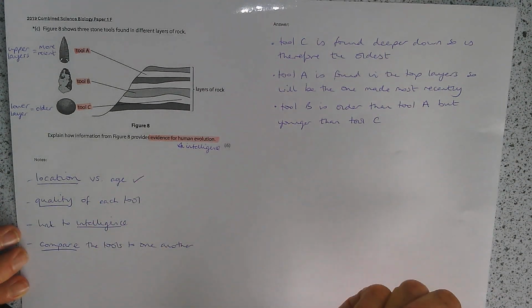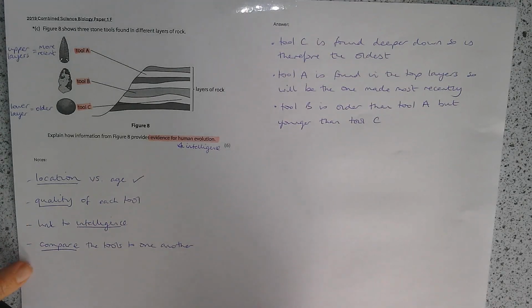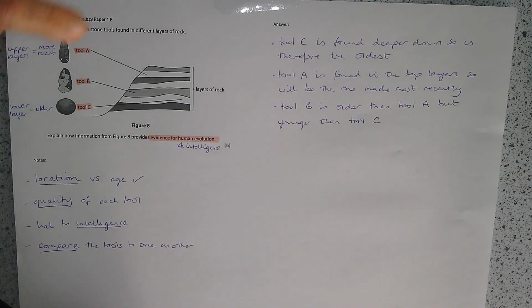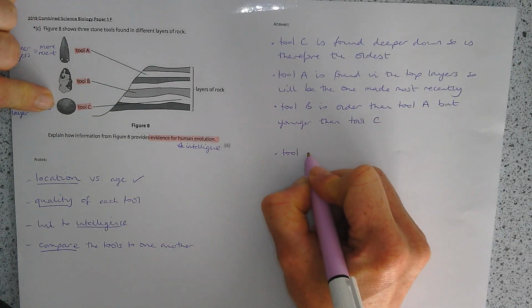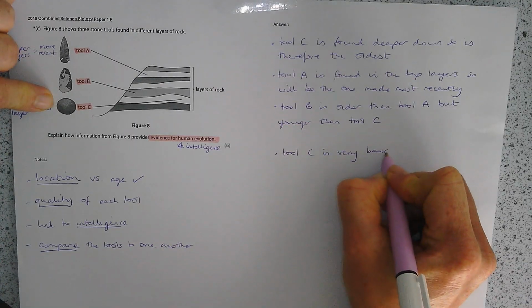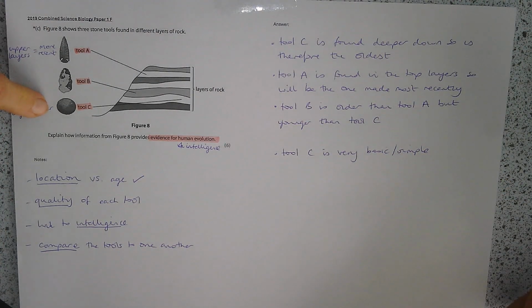Okay, so I've mentioned about location versus age. Age-wise, just saying which ones are older and which ones are more recent is fine. We don't need to give specifics. So now we're going to move on to the quality of each tool. So you can see tool C, very basic, is very basic, simple, doesn't look like it's actually had much done to it.